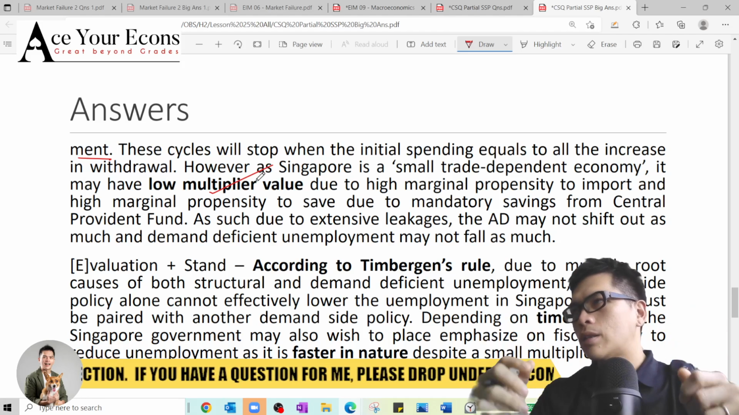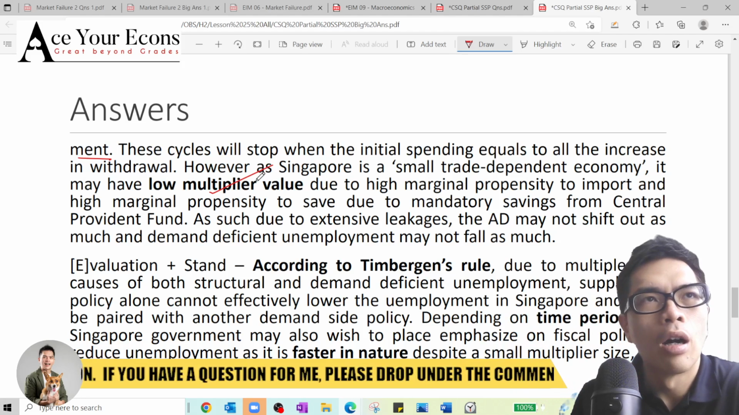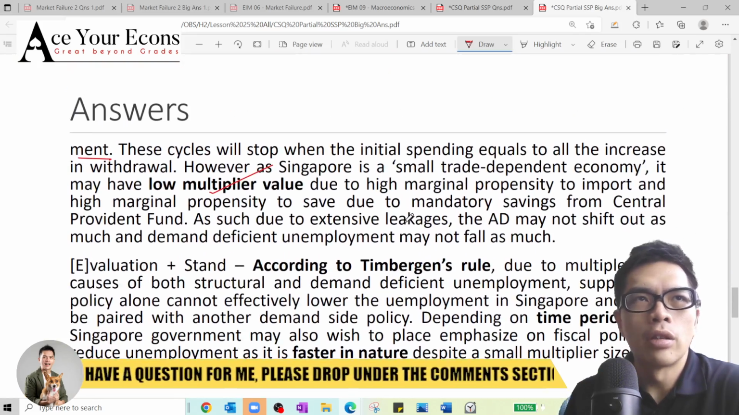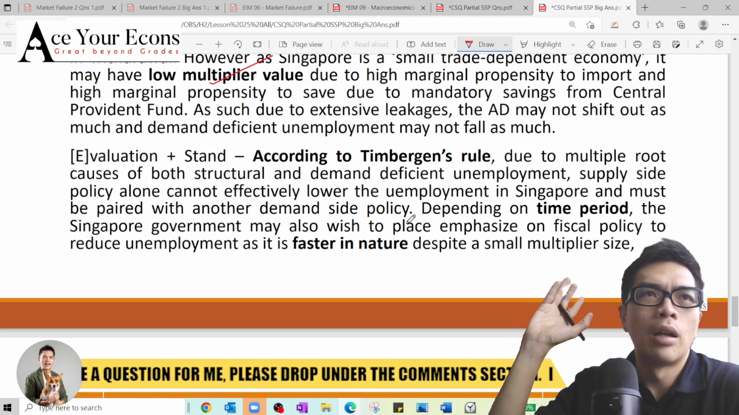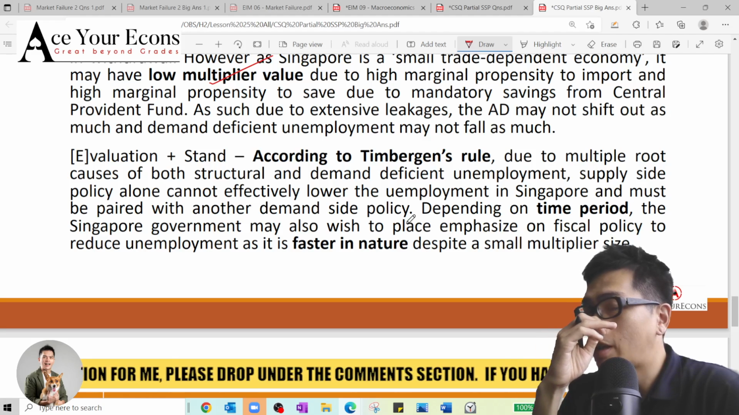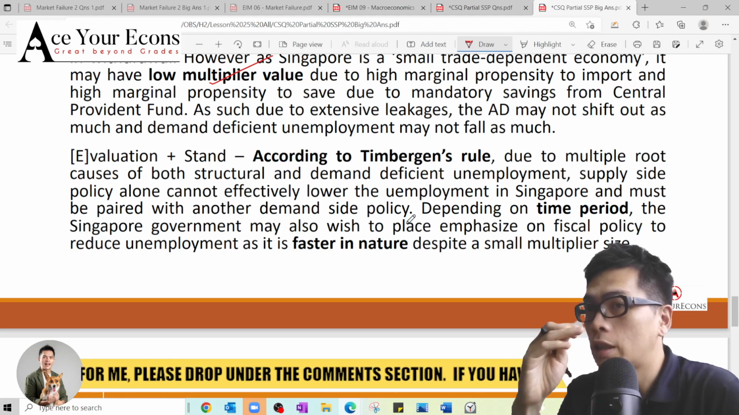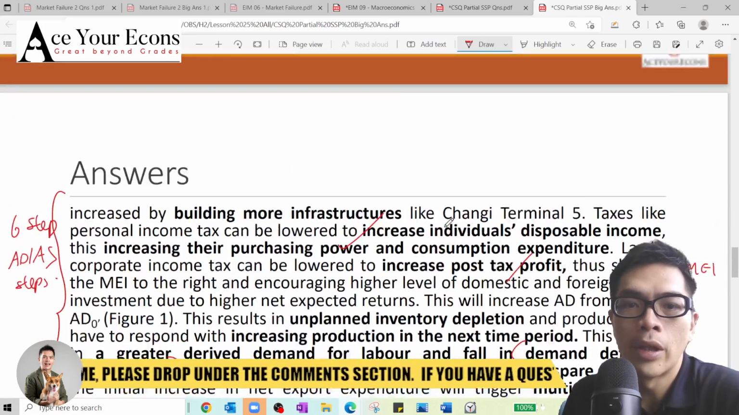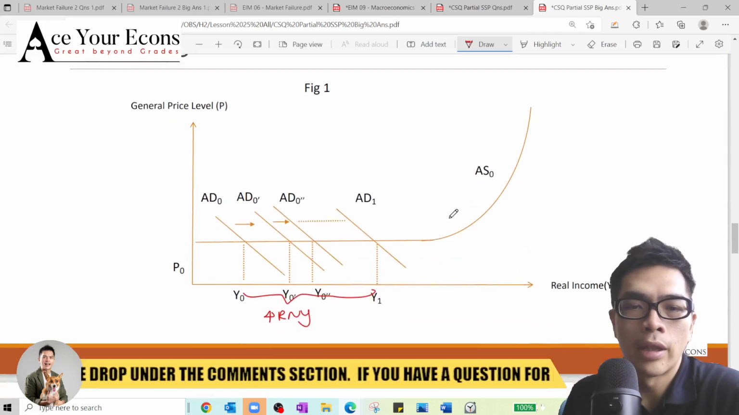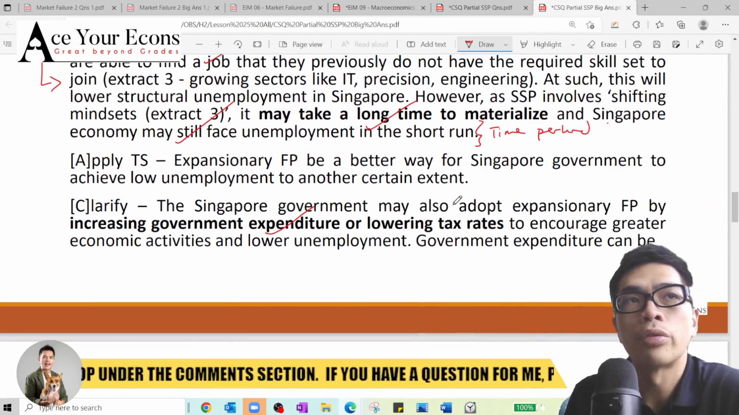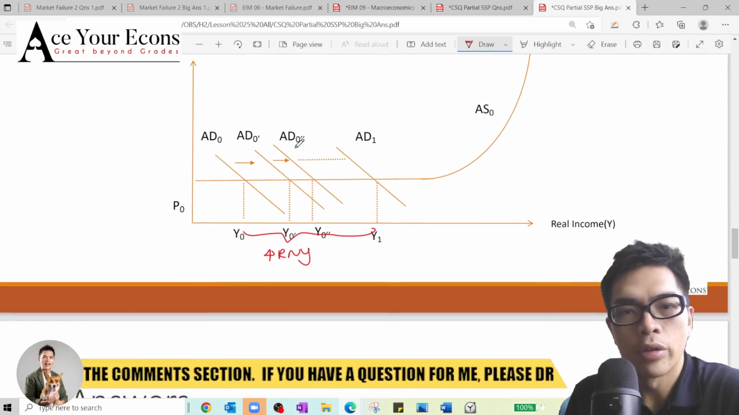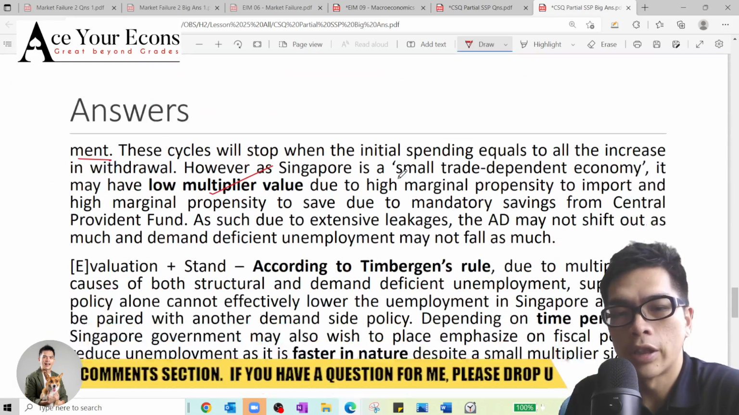To the last part, on building synthesis. Like I've said, do we need to draw the shift in AS for supply side policy? Not really, not necessary, because the problem that you want to correct is structural unemployment. And for structural unemployment you don't need to draw a diagram unless you want to show potential growth. For demand deficient unemployment, then you need to show multiple shifts in your AD.